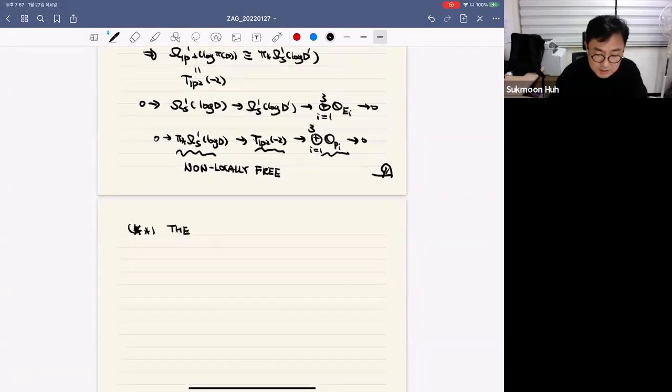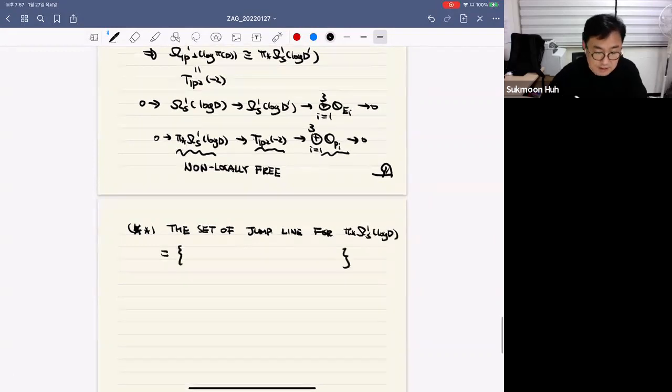We consider the set of jumping lines for this push forward. In fact, this set of jumping lines consists of 6 lines: the 3 sides of the triangle, P1P2, P2P3, and P3P1, and then the tangent line at each vertex of this triangle.